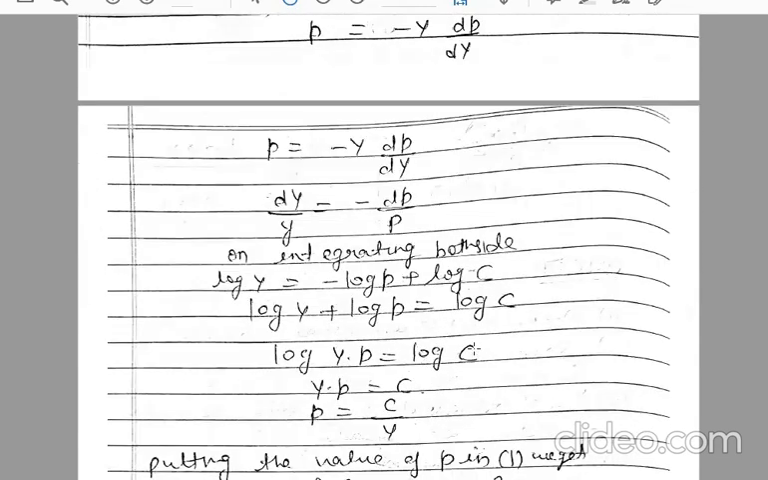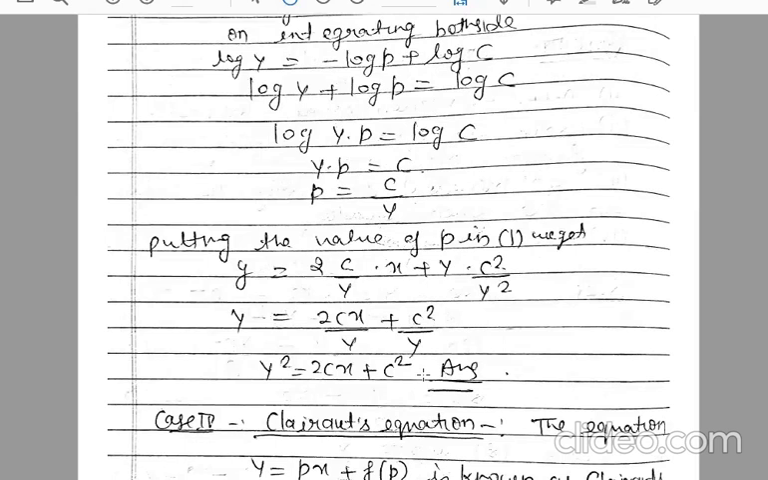So we can separate all these terms. So dy upon y is equal to minus dp upon p. On integrating both sides, you will get log y plus log p is equal to log c. So p is equal to c upon y. So we are getting p. We will put p in the given equation, and after putting the value of p, we will get our final solution, right?